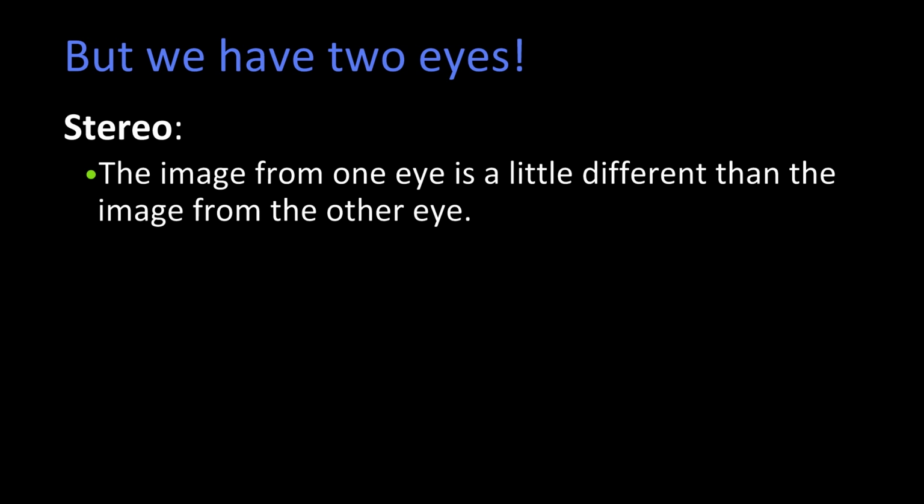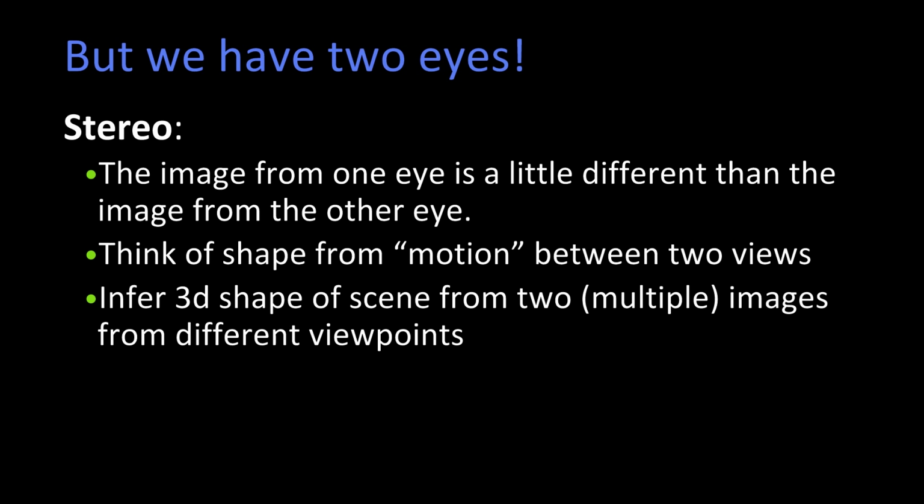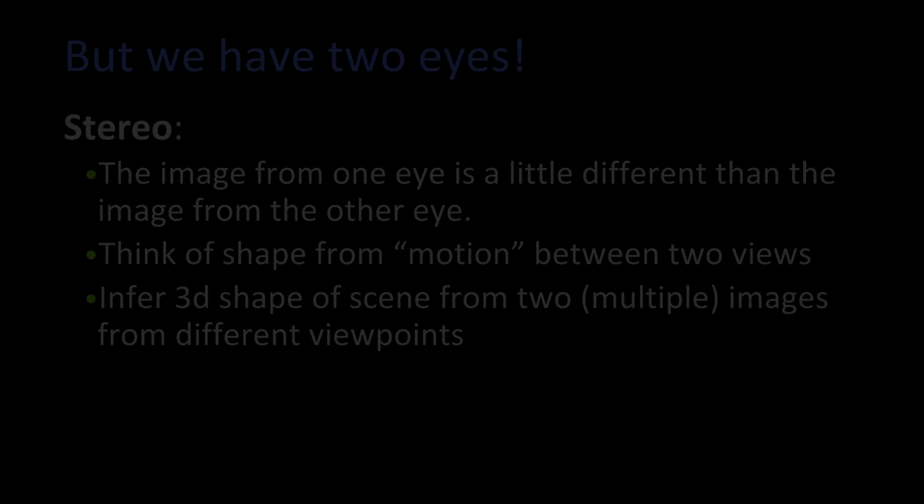But we, and a lot of other creatures, have two eyes. So that we call stereo. And in stereo, the key is that the image from one eye is just a little bit different than the image from the other eye. Here I see the right side of Megan's nose, and here I see the straight part of Megan's nose. Megan's nose is pretty straight. Mine's crooked. Anyway. So you can think of stereo as recovering the shape from the motion that's between the two different views. And the idea is to infer that 3D shape.